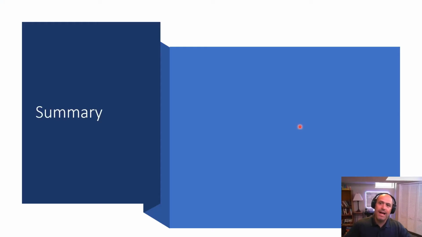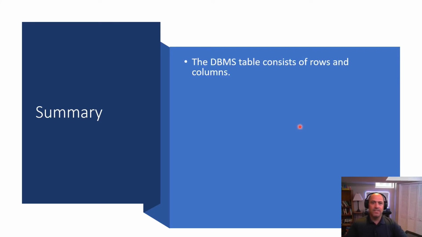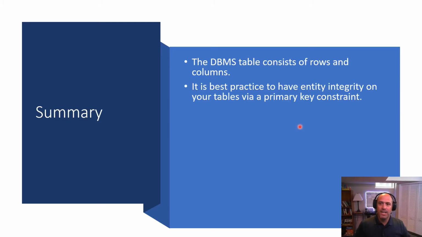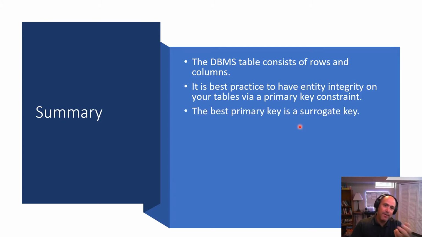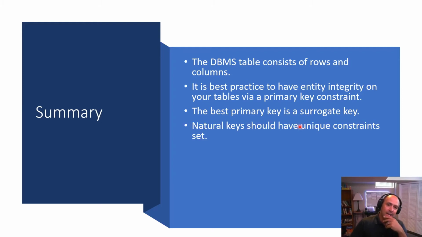All right, we covered a lot, so let's sum up. A DBMS table consists of rows and columns. It's best practice to have entity integrity on your tables. We do this by using a primary key constraint. The best primary key is usually a surrogate key, and when you do that, you'll want to make sure that you have a unique constraint over your natural key.